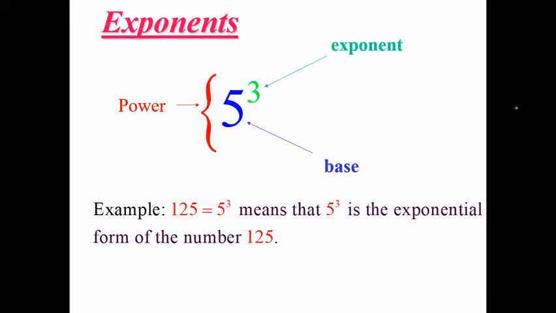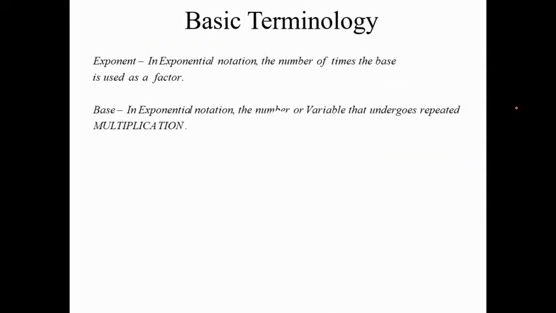So 125 equals 5 to the third means that 5 to the third is the exponential form of the number 125. So 5 to the third means 3 factors of 5, or 5 times 5 times 5. Let's take a look at our basic terminology one more time. Exponent: in exponential notation, the number of times the base is used as a factor. Base: in exponential notation, the number or variable that undergoes repeated multiplication.